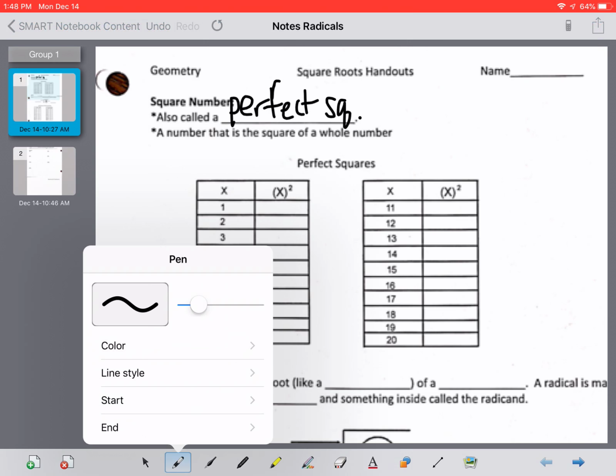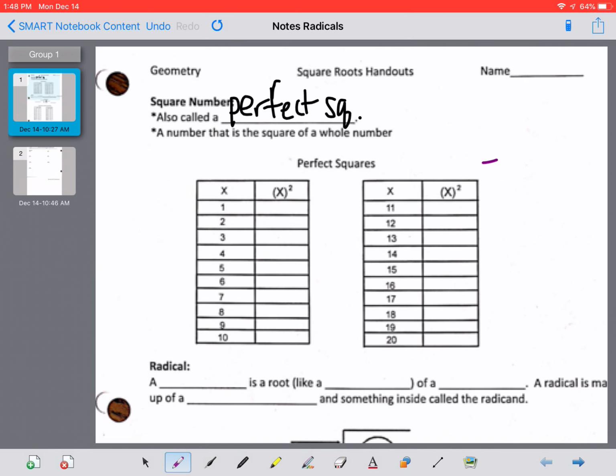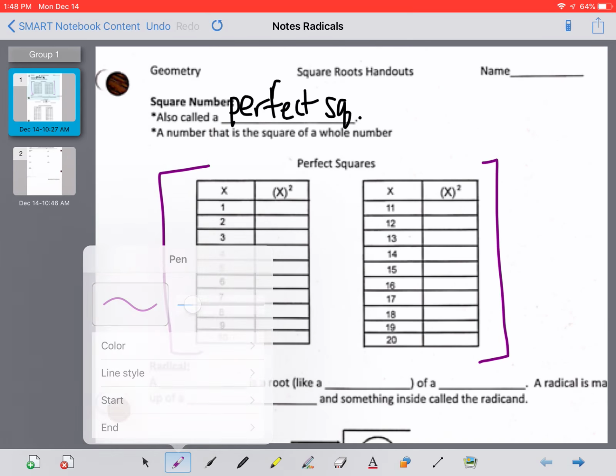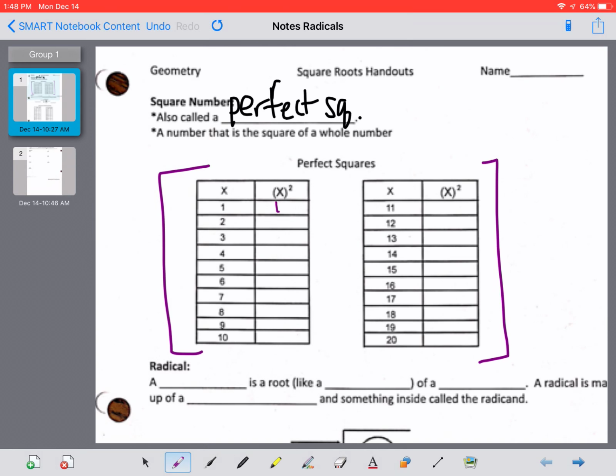So we are going to fill in our perfect squares in this table. If I can get this to work. There we go. So, 1 squared is taking 1 times 1, so we get 1. If x is 2 and we want to square x, then 2 times 2 is 4. 3 squared is 9. 4 squared is 16. 5 squared, 25. 6 squared, 36. 7 squared, 49. 8 squared, 64. 9 squared, 81. 10 squared, 100.